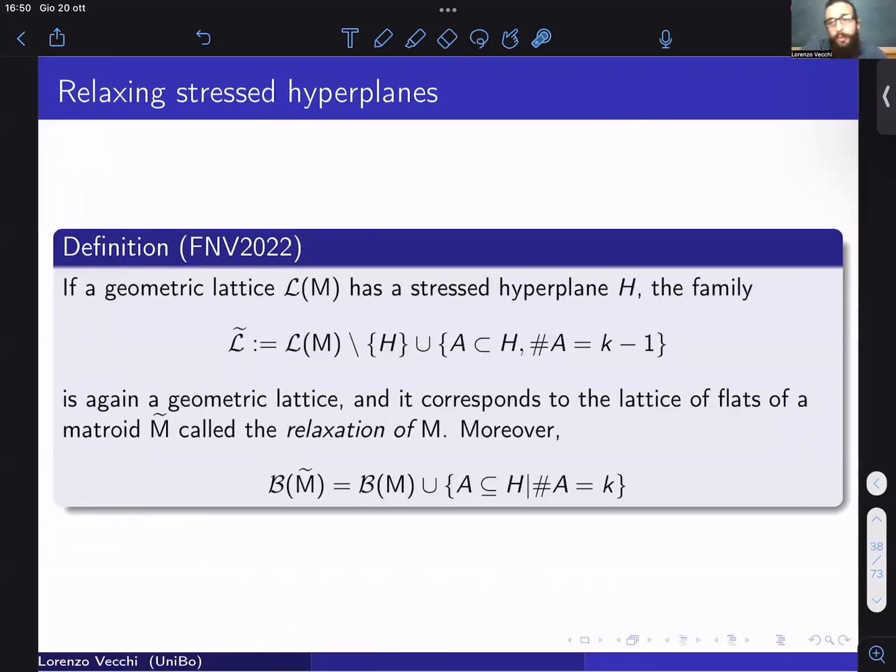Okay, what can we do with stressed hyperplanes? We can relax them. And by that, I mean that every time I start with a matroid and I find a stressed hyperplane in the lattice of flats, I can build a new lattice of flats from it by removing the hyperplane and replacing it with a bunch of new flats. And the theorem tells us that what we get is again a geometric lattice. So it's again a matroid, and we call it the relaxation of the matroid M.